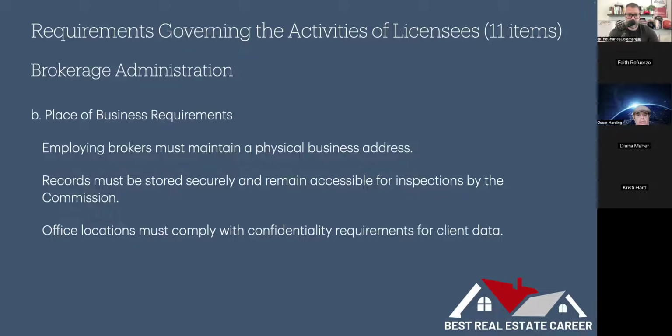Place of business requirements. Your employing broker has to maintain a physical business address, not you. What's neat about this thing is you could, in theory, get licensed in every state. You could get licensed in all 50 states if you wanted to. That sounds painful, but yet you could do it. And you might not live in the other 49 states. You, as the real estate agent, don't need to have a physical place of business. Your brokerage does. The employing broker has to have a physical place of business.